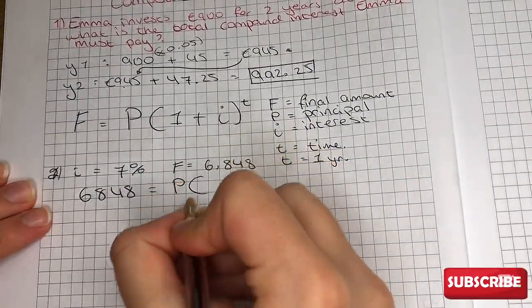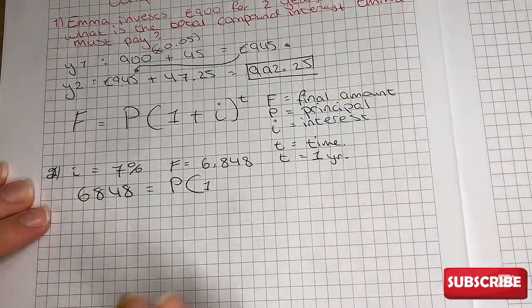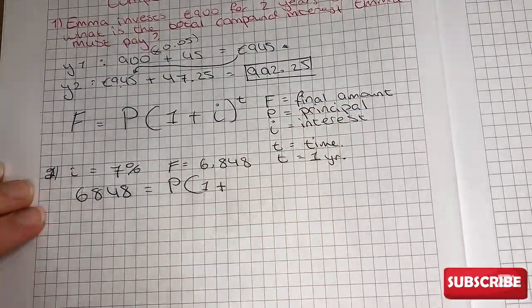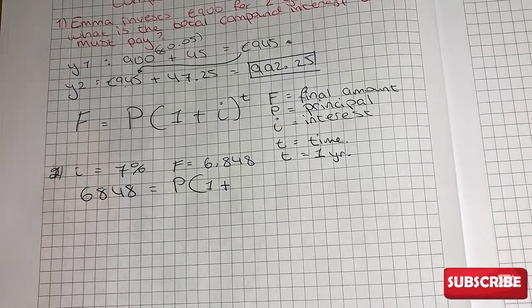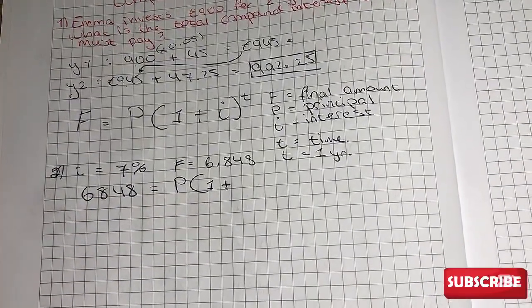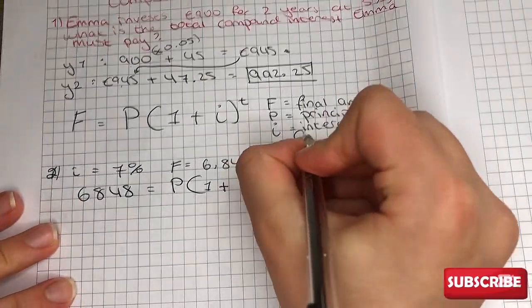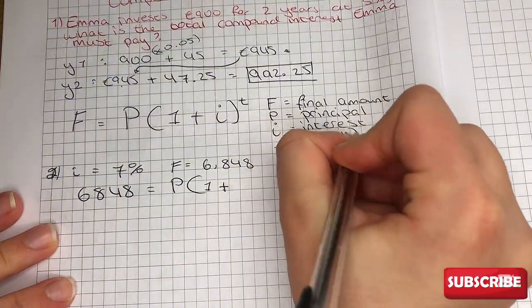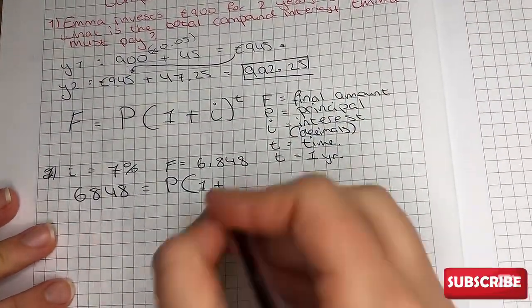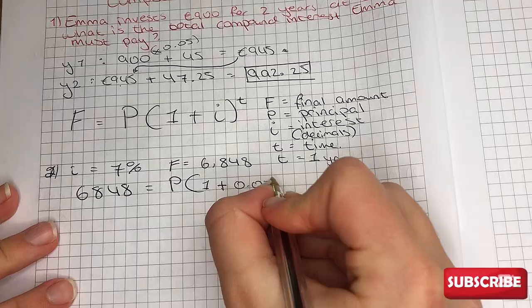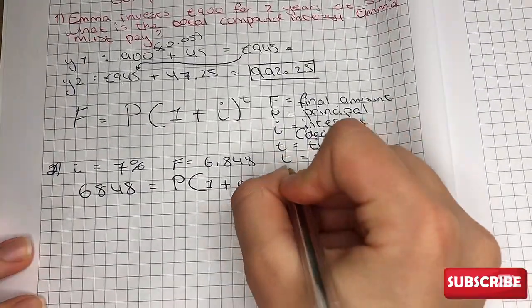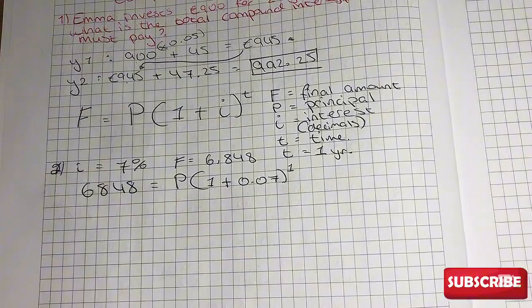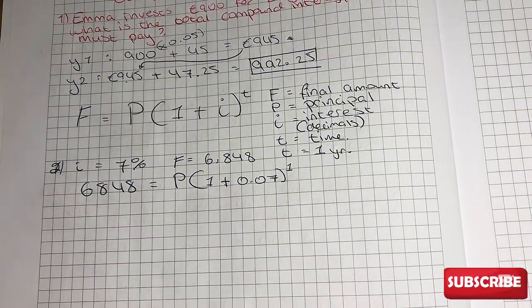P, bracket 1, we'll leave the 1 as it is, plus our interest rate. Now, what did I say about interest? What form does it need to be? Decimals. It always needs to be in decimals. No percentages allowed. So 0.07. Now we are raising it to the power of 1. It's kind of meaningless. That doesn't change it, but just leave it as it is.